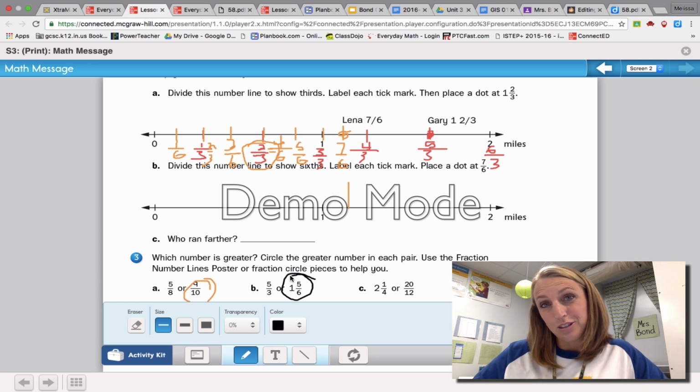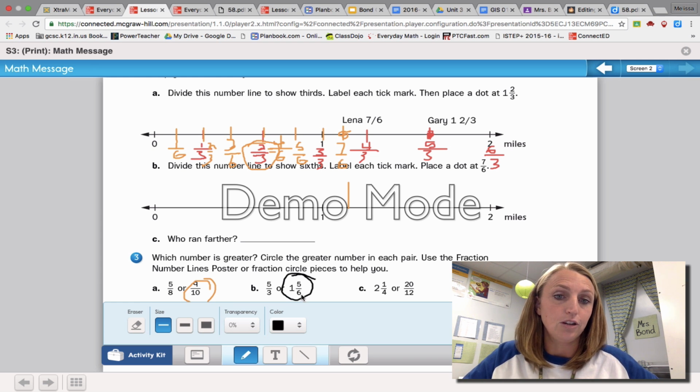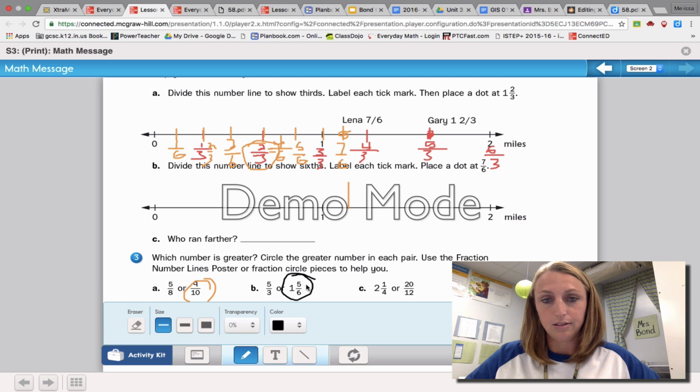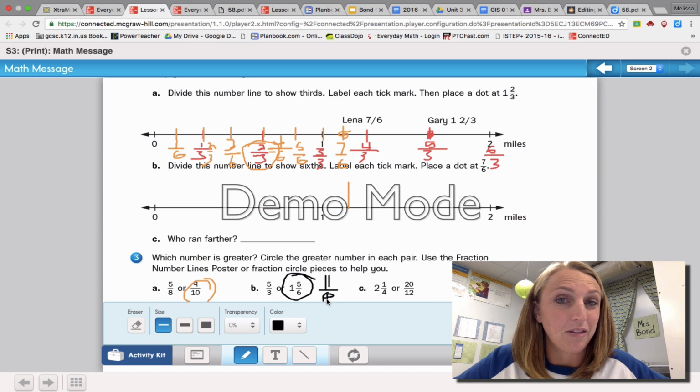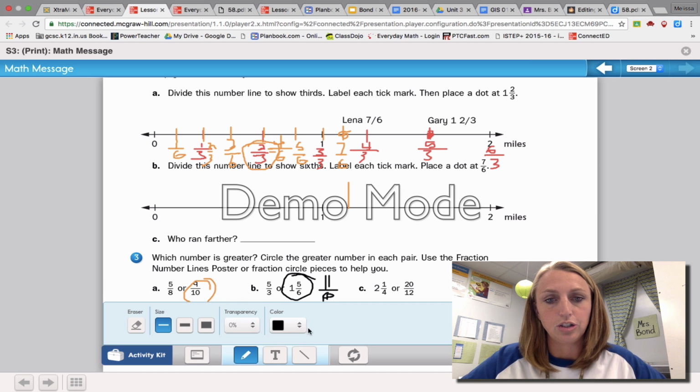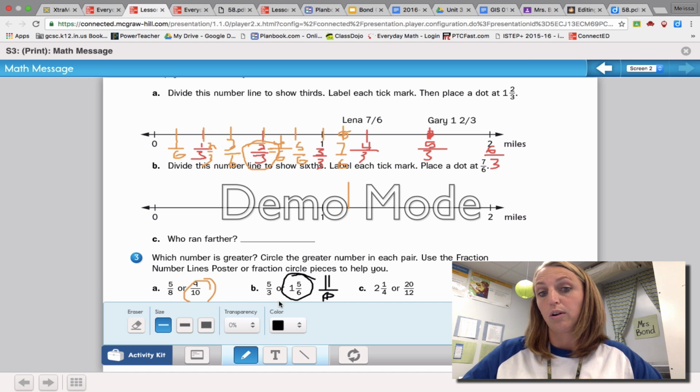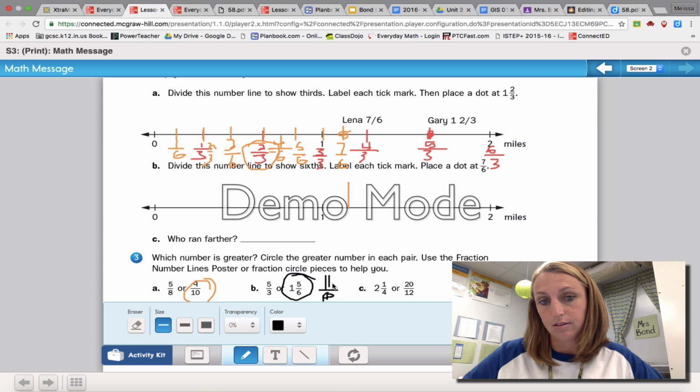Now, a strategy you could use is you could just turn this to a mixed number first. We could do our 6 times 1 is 6, plus 5 is 11. So we could do our 11/6 right away. Now, some of you might think about this. Just want to show you a quick strategy. If we did that, so we're going 5/3 or 11/6.